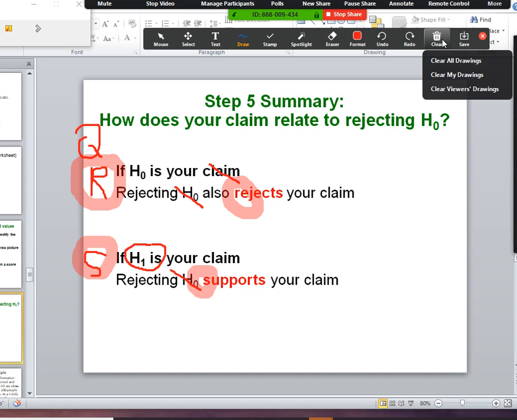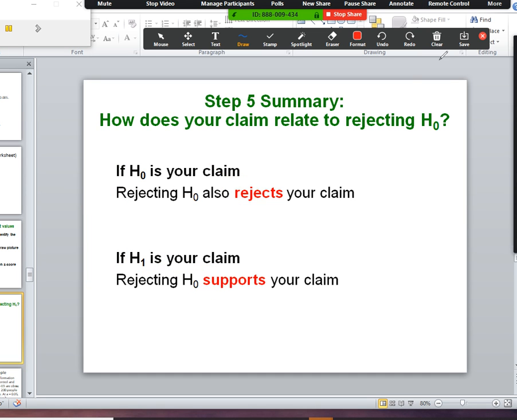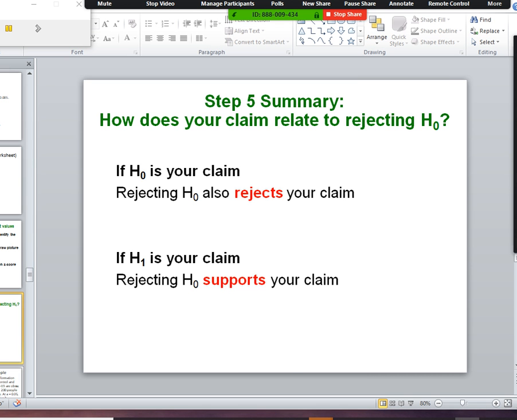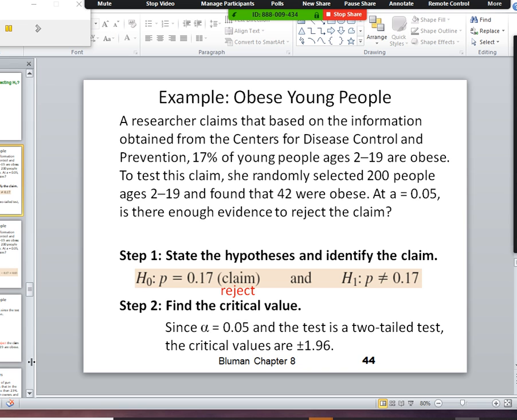All right, let's see if we can clear that. Clear all drawings. This is going to be a little different. All right, so now we're going to take a look at an example. Let's get, Jocelyn, can you read this one for us?